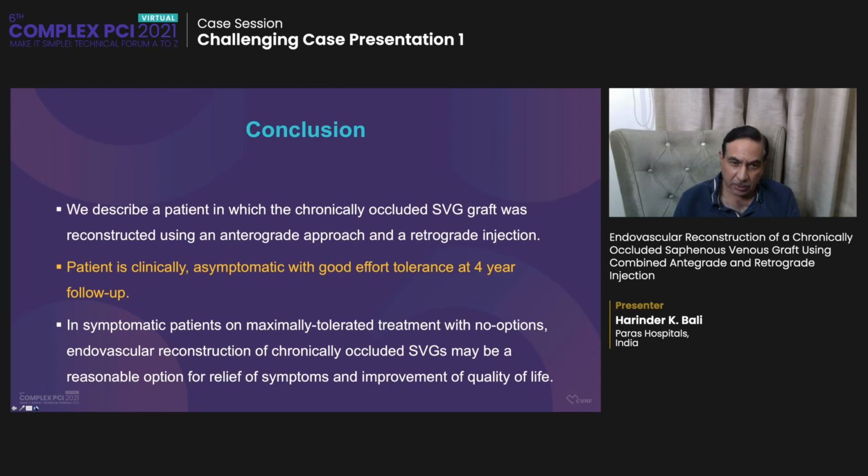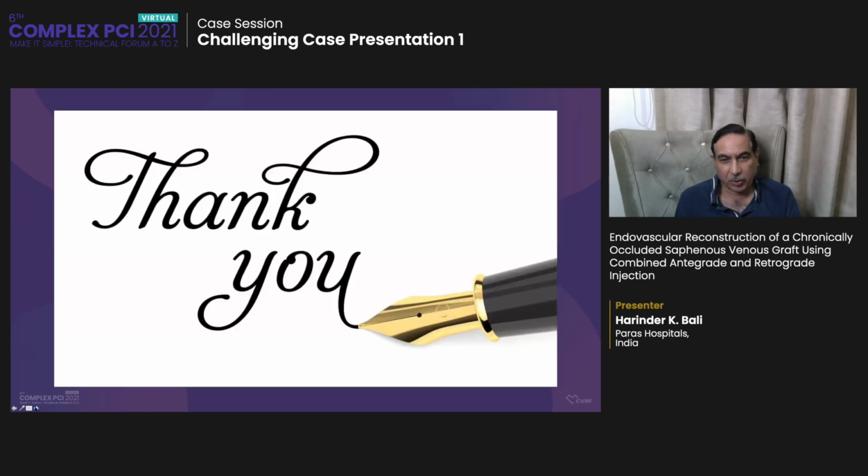The patient is clinically asymptomatic with very good effort tolerance at 4 years of follow-up. So we conclude that in symptomatic patients on maximally tolerated treatment with no options, endovascular reconstruction of chronically occluded SVGs may be a reasonable option for relief of symptoms and improvement of quality of life.